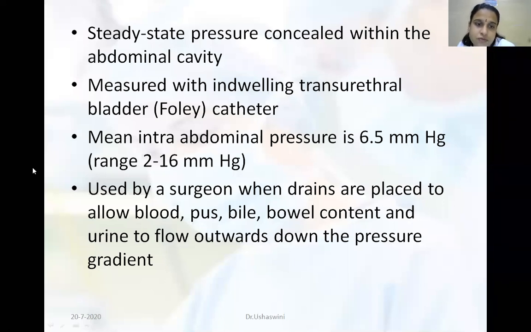Now this positive intra-abdominal pressure is used by our surgeons when a drain is placed. After laparotomy, we place a drain into the abdominal cavity so that the blood or the pus or any collected fluid or bile, the bowel contents, whatever is inside the abdominal cavity should not be left inside. It has to come out. It has to drain. So it is drained across this positive pressure to outside atmospheric pressure.